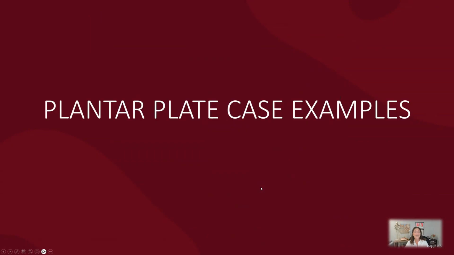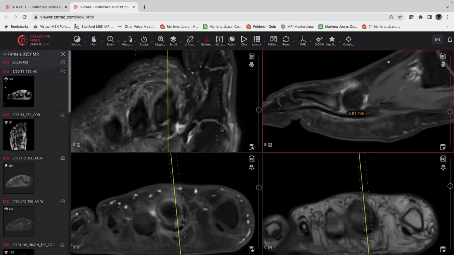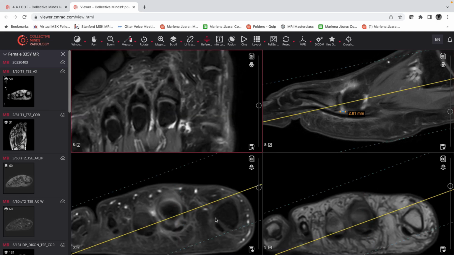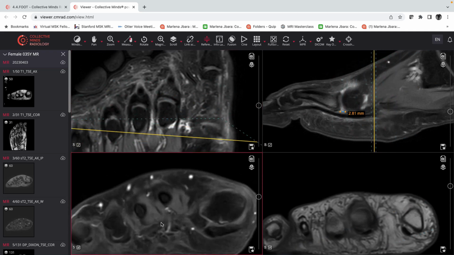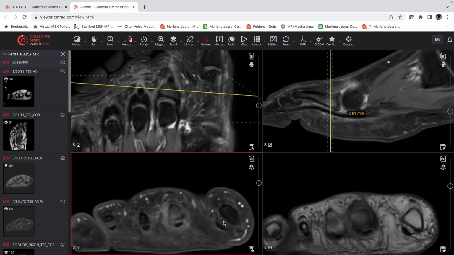Let's take a look. Here are some plantar plate case examples for your review. So let's take a look at this case. I'm a female with forefoot pain, 35 years old. When I'm first looking at the case, first I try to get a sense of the biomechanics. I try to understand the forefoot parabola and the convergence of the second metatarsal, usually with the hallux.